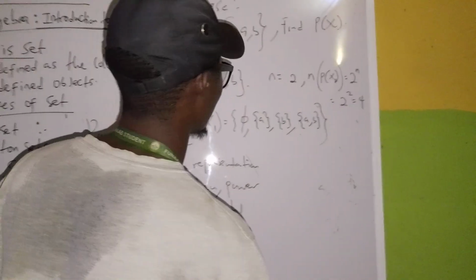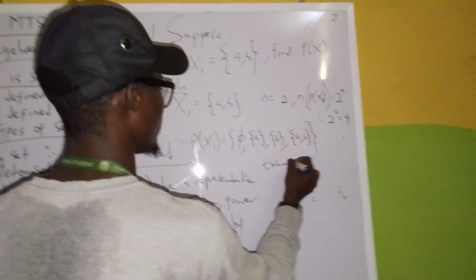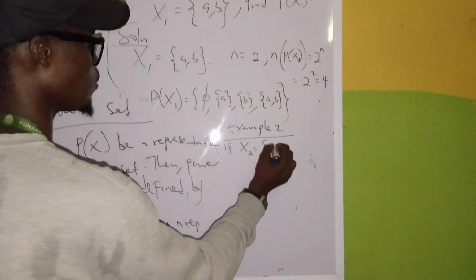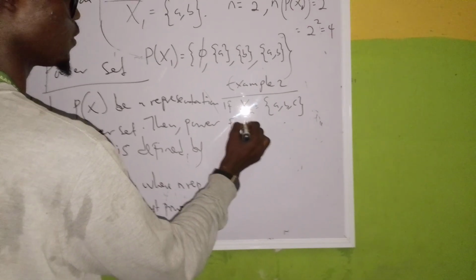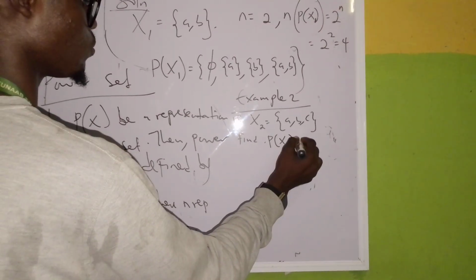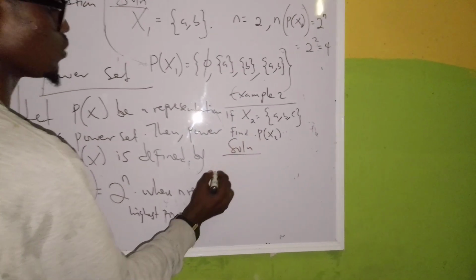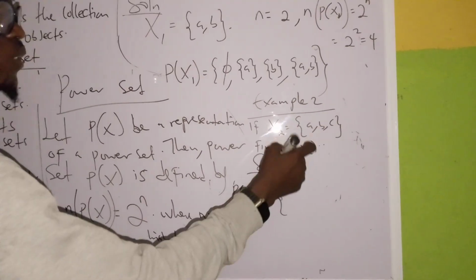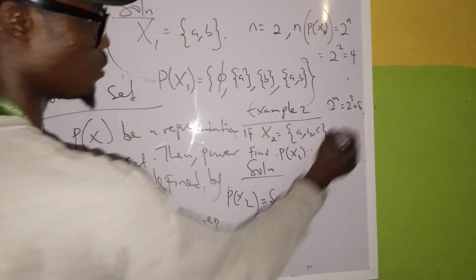So another example. Example 2. If X2 is equal to A, comma B, comma C, find P of X2. Solution. What will be our P of X2? We know already that everything inside will be 8. How? 2 raised to power n, 2 raised to power 3, is 8. So everything that should be here should be 8.